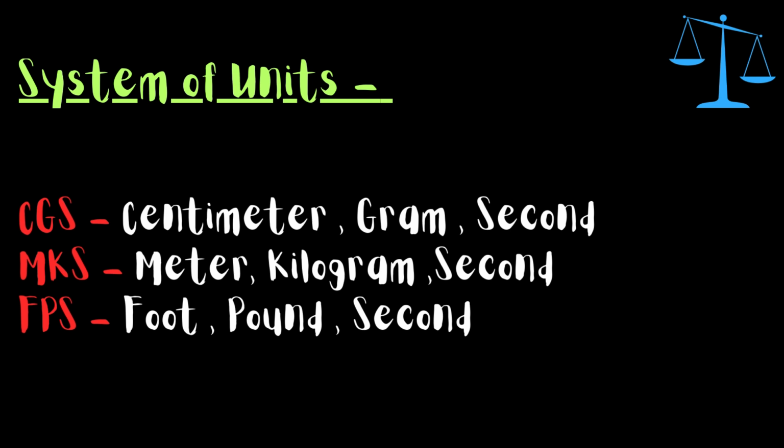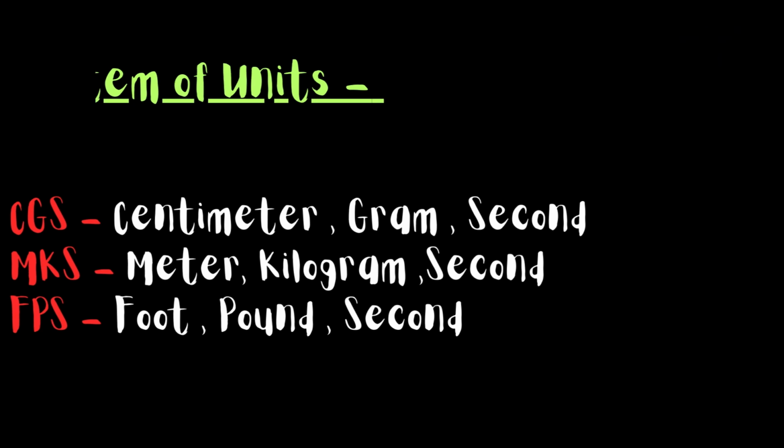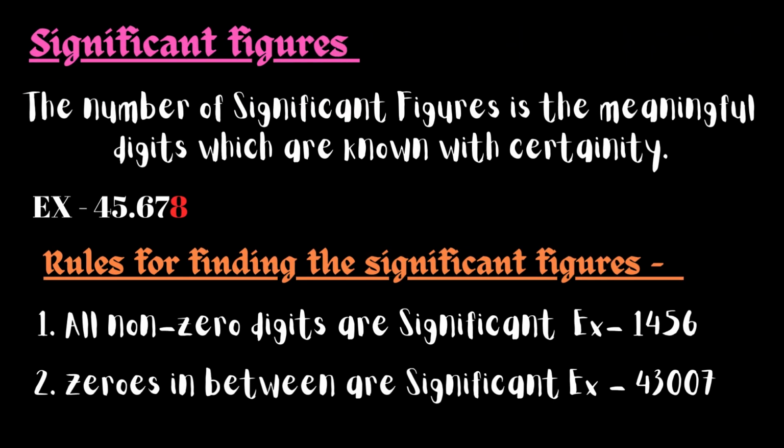So these mass, length, and time are measured in different units in different systems of units. In the CGS system of units, they are measured in centimeter, gram, and second. In the MKS system of units, they are measured in meter, kilogram, and second. In the FPS system of units, they are measured in foot, pound, and second.